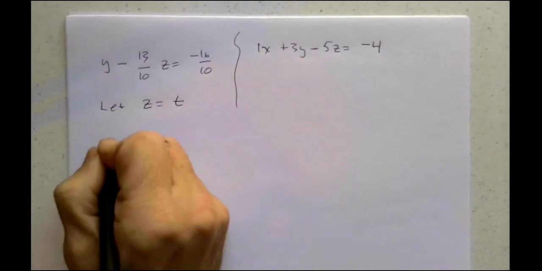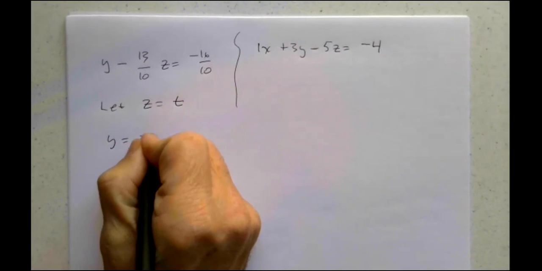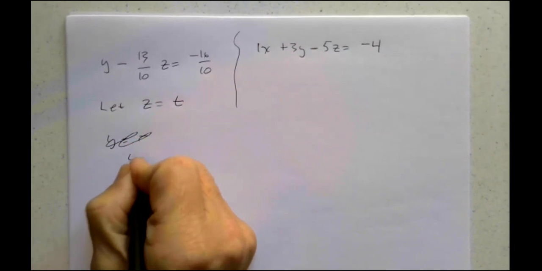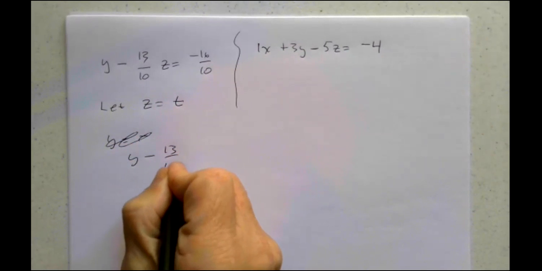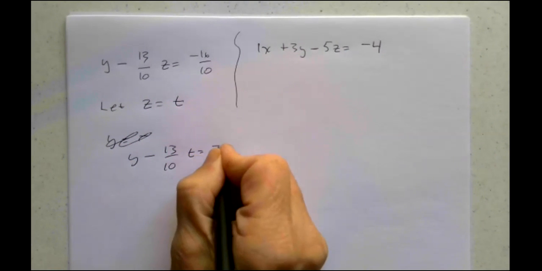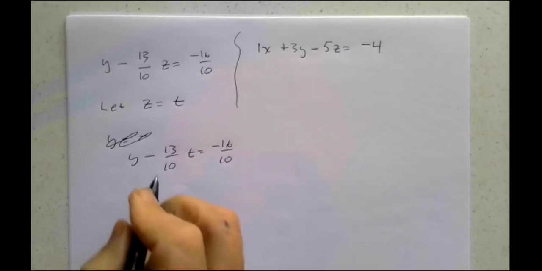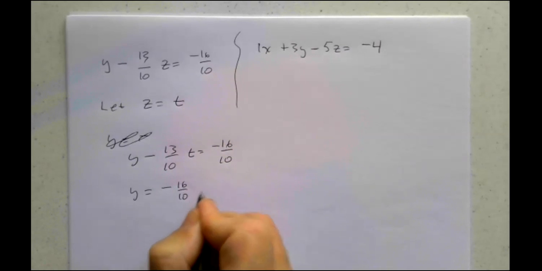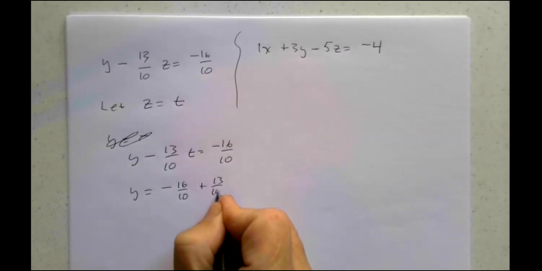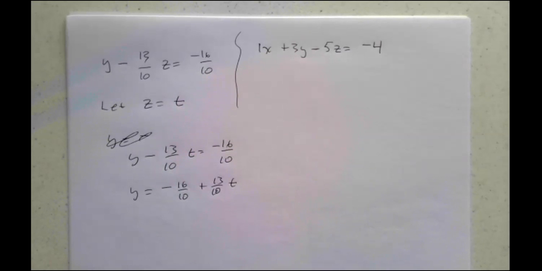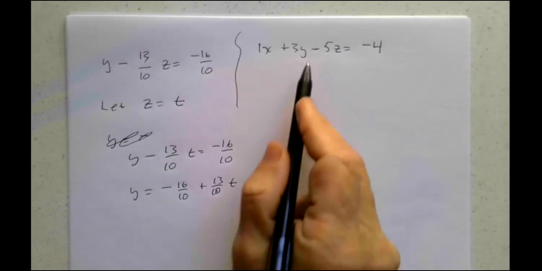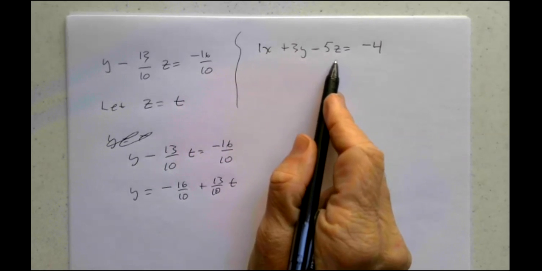So then this equation becomes y minus 13/10 t equals negative 16/10. So adding 13/10 to both sides, we get y is negative 16/10 plus 13/10 of t. And then I'm going to plug that in for y here and plug t in for z here.